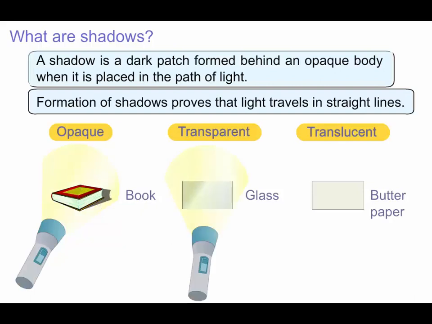Transparent objects like glass, water, etc. allow the rays of light to pass through them and no shadow is formed. Translucent objects like butter paper, paraffin wax, ground glass, etc. partially allow light to pass through them. A diffuse light is seen to pass through.